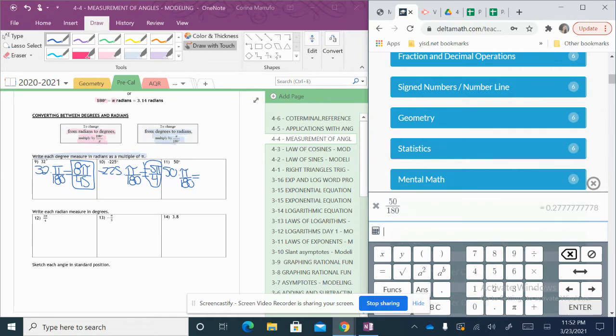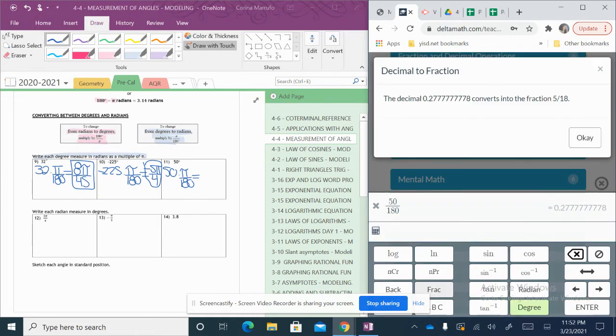I hit enter, and then I go to functions, and I wanted to change it to a fraction. So it changes to 5 over 18. So this is equal to 5 pi goes on top over 18. And this one's positive, this one's not negative. So that is 50 degrees in radian measure.